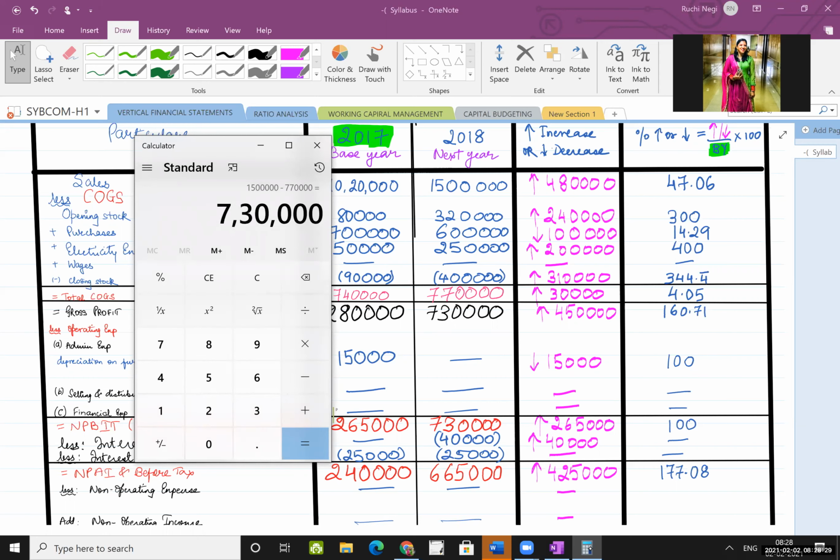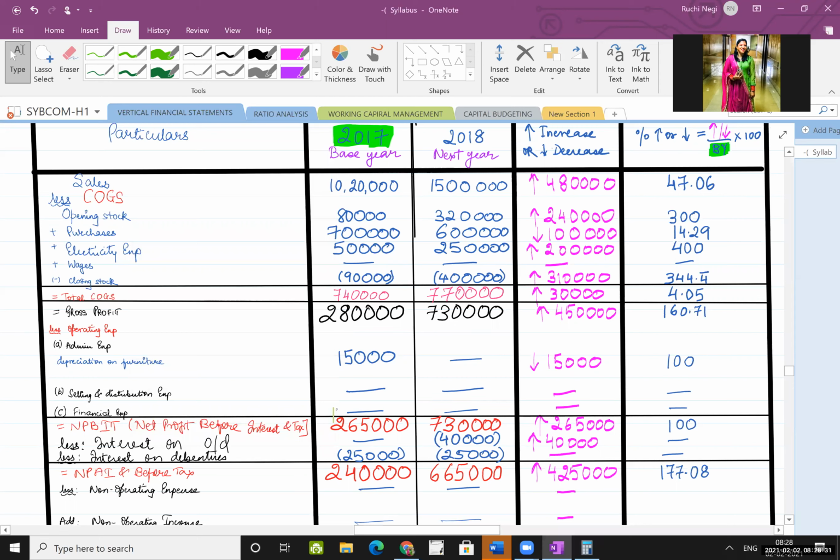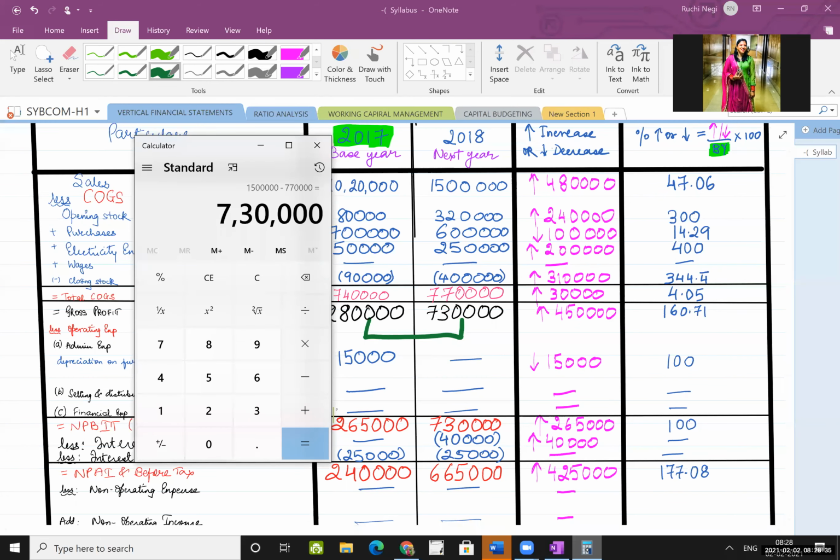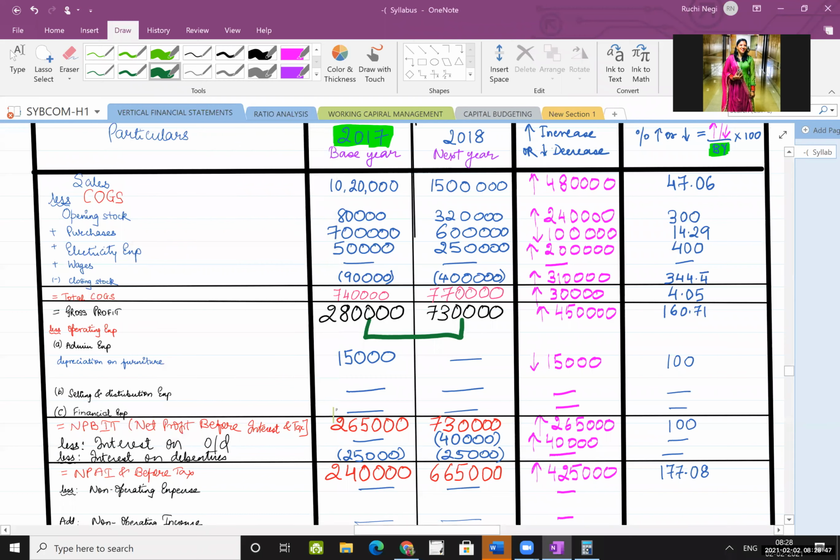So my GP is how much? 7 lakh 30. Okay, so see the difference. There is an increase obviously. कितने का increase है? 4 lakh 50 का. Divide by the base year 2 lakh 80 into 100. 160.71. Okay, is it clear till here to everyone?